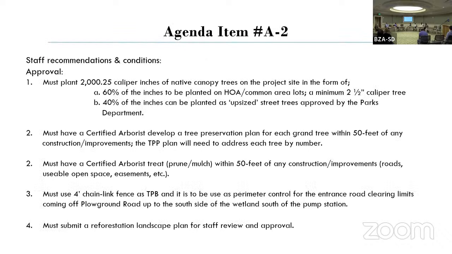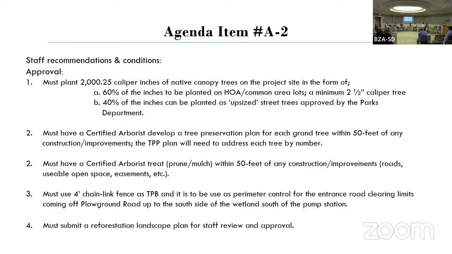So, staff recommends approval with the following conditions. Must plant 2,000.25 caliber inches of native canopy trees on the project site, in the form of 60% of those inches having to be planted on HOA and common areas with a minimum 2.5 inch caliber tree. 40%, staff will consider and allow for them to upsize the required street tree if approved by the Parks Department.